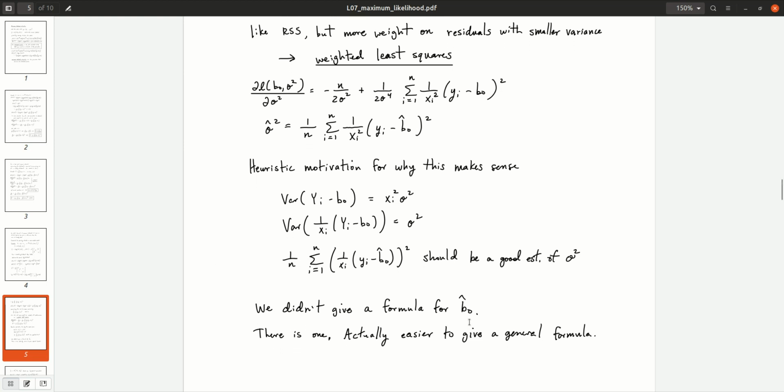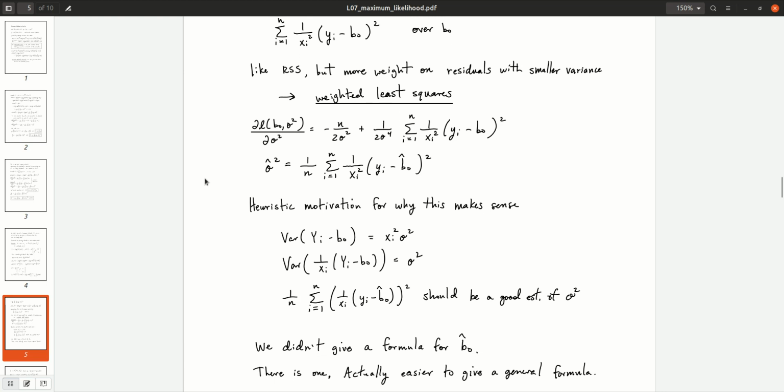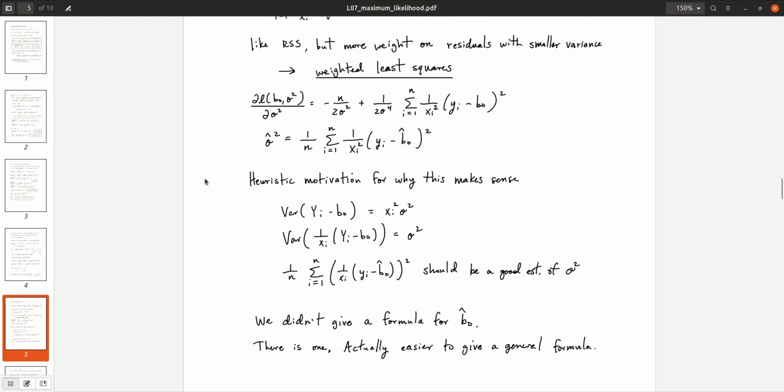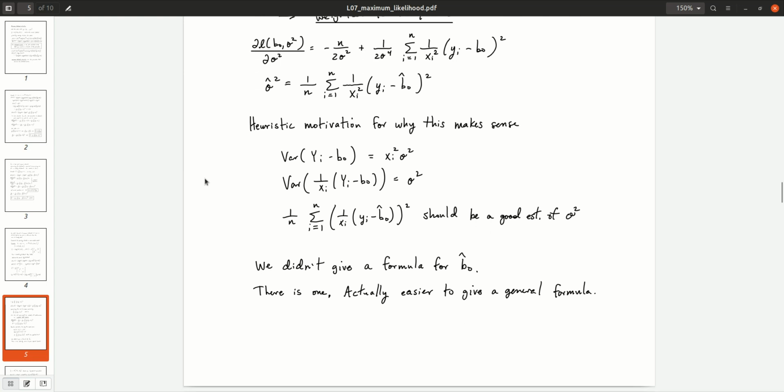Now, like I said, we didn't give a formula for b0 hat. We wrote it down as the minimizer of a criterion. There is a formula, but it's actually easier to write down a general formula that involves covariates, and that's what we're going to do next.